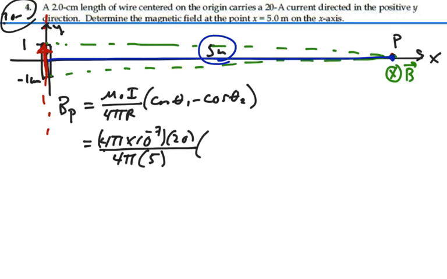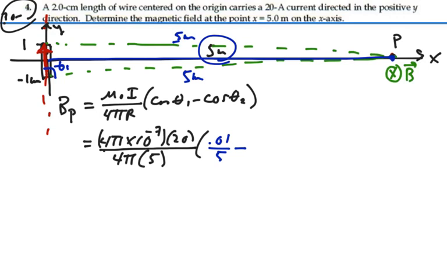Cosine theta 1. Now theta 1 is this angle right here, and the cosine of that angle would be the adjacent side over the hypotenuse. For all practical purposes, the hypotenuse is also going to be 5 meters long. You can figure it out if you wish, employing the Pythagorean theorem, but it definitely will come out to, within error, 5 meters. So this cosine theta 1 will be the adjacent side over the hypotenuse, which would be 0.01 meters over 5 meters. Minus the cosine of theta 2.